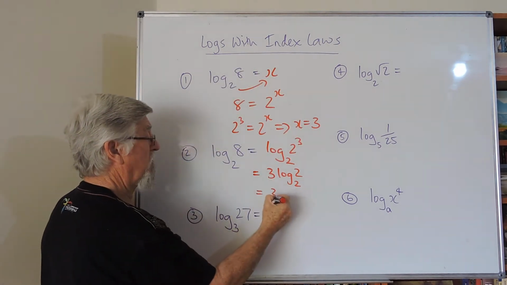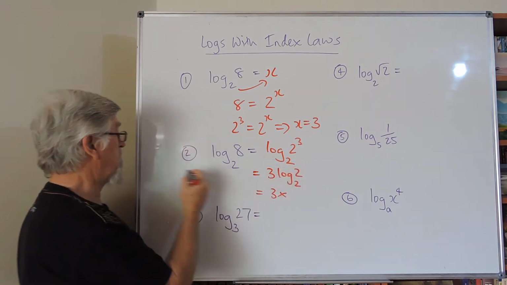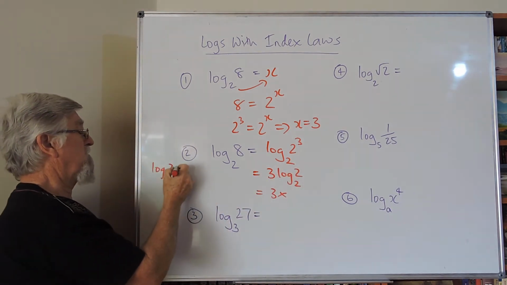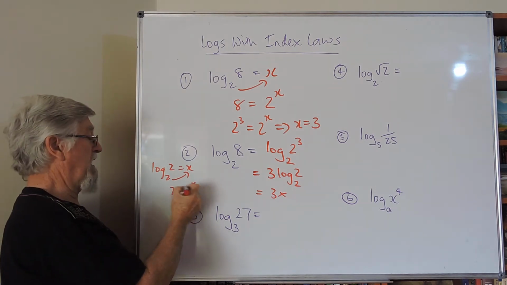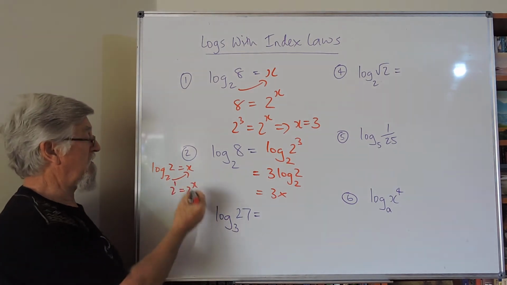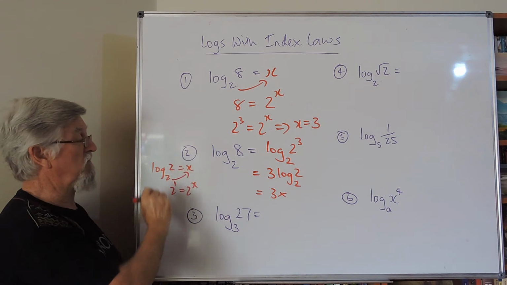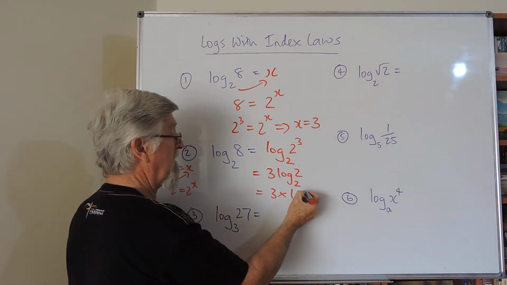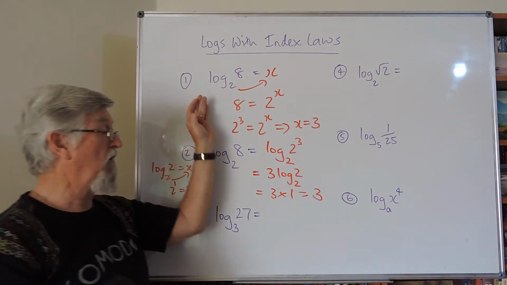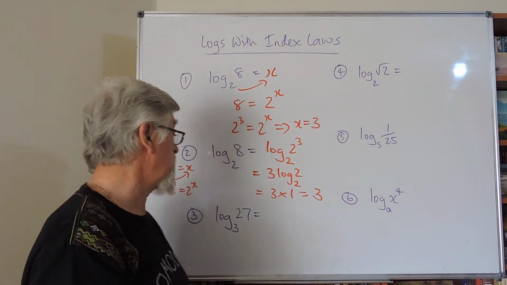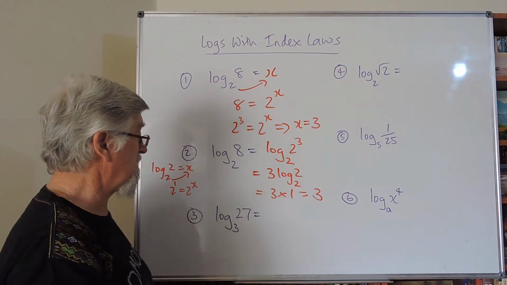Now, hopefully a lot of you already know if I want the log of 2 with a base of 2, if I squash the x out, I have 2 equals 2 to the x, and x equals 1. So 2 to the what equals 2, and it's a 1. So that's a 1, and our answer is 3, which gives us the same answer as before. Of course, this doesn't prove it, it just demonstrates what we're doing. Let's have a look at this one here.